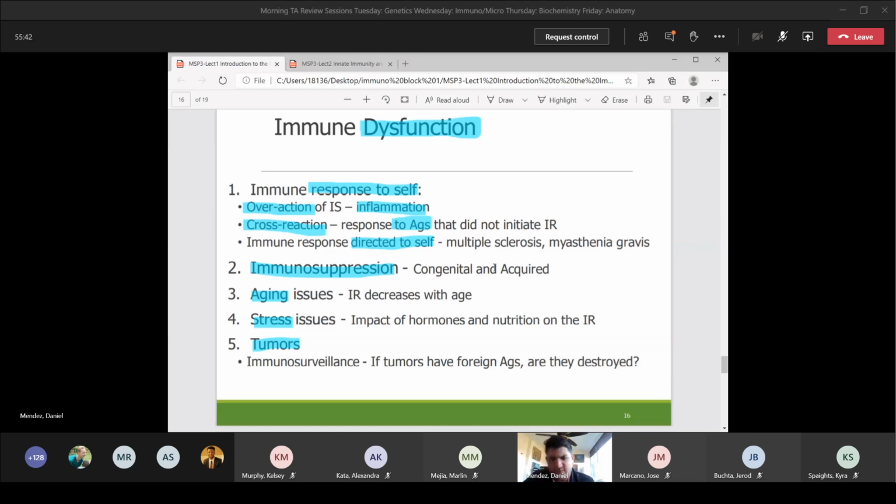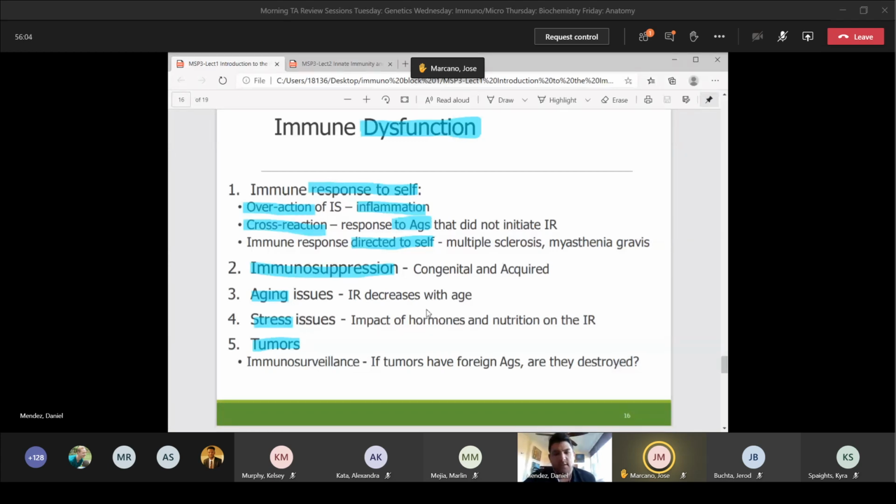Immunosuppression, this we're seeing acquired just being HIV and AIDS. Congenital, they'll go through a few genetic issues with those, but those are ones that deal with MHC class 2. Aging issues, the immune response is going to decrease with age. You saw that in lecture 2 where she talked about NK cells as those decrease with age.